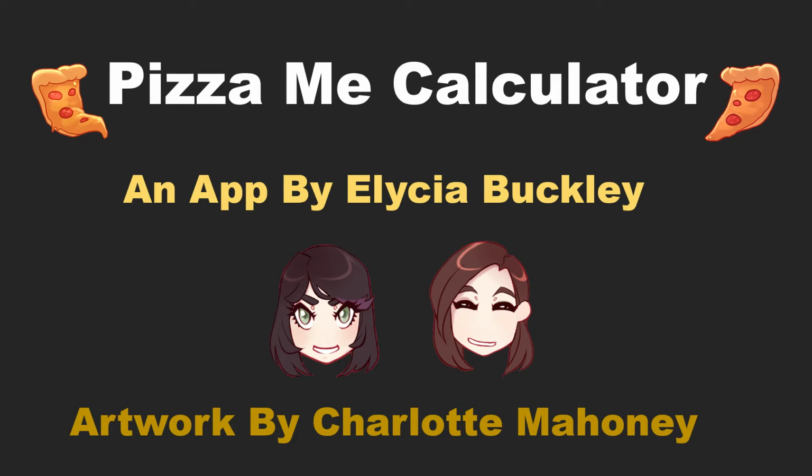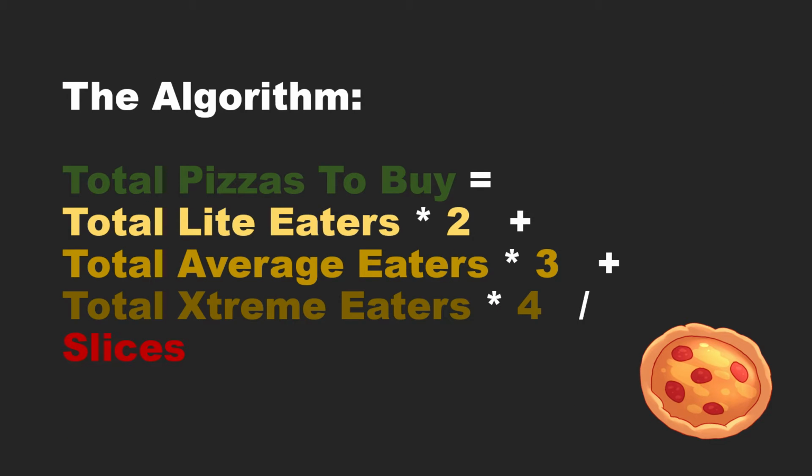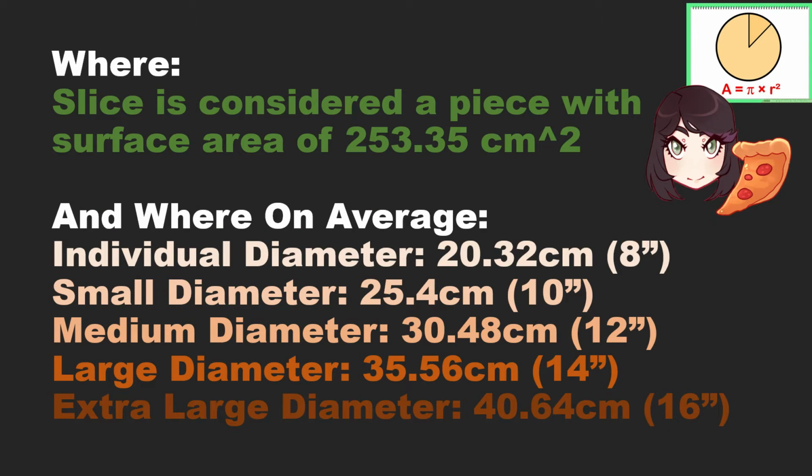So the algorithm I came up with is the total number of pizzas to buy is your total amount of light eaters times 2, plus your total amount of average eaters times 3, plus your total amount of extreme eaters times 4, and you divide that all by your total amount of slices. Now slices isn't going to be slices in a traditional sense. A slice is considered to be a piece with a surface area of 253.35 centimeters squared, and that is the average surface area of a slice of large pizza.